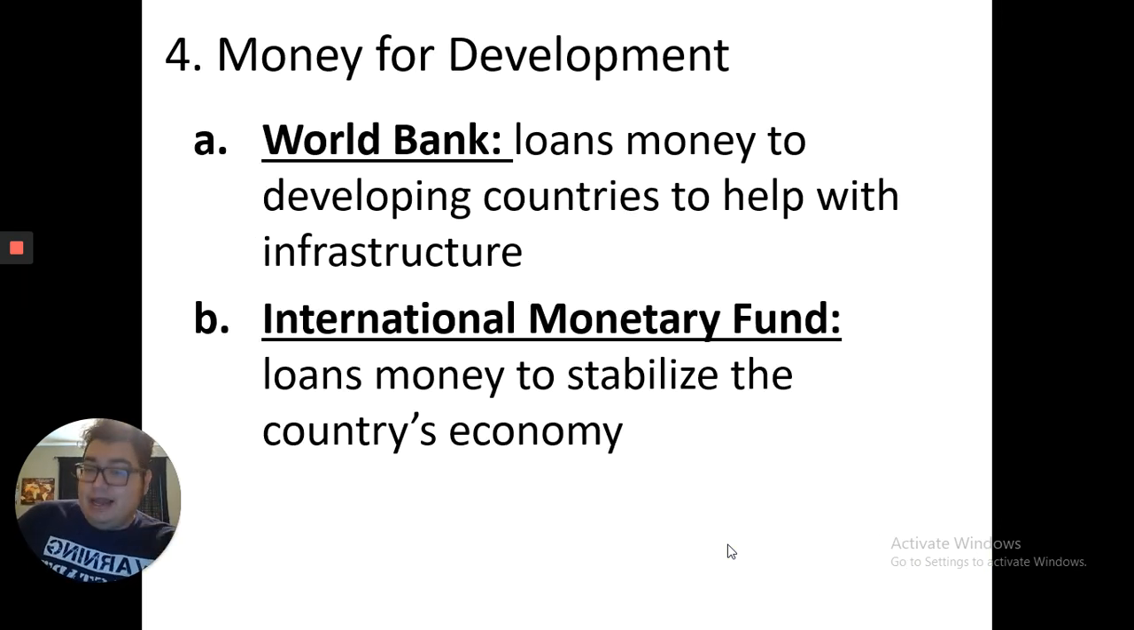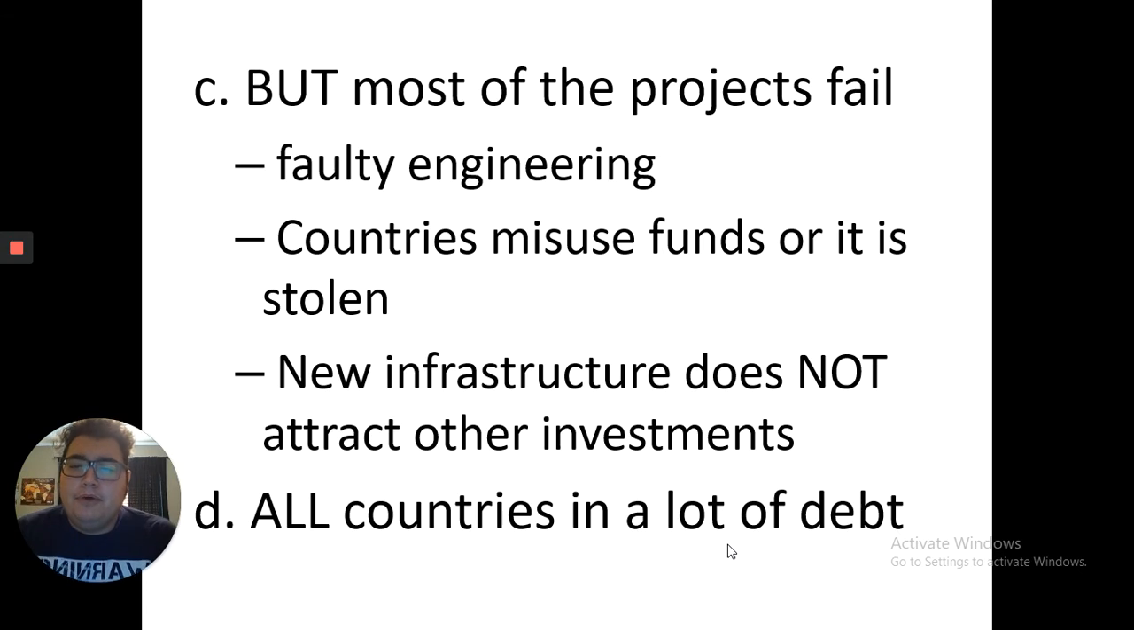And then there's money for development. Developing countries can get loans from the World Bank or from the IMF, the International Monetary Fund, to help stabilize their economies or even help develop infrastructure. We've talked about infrastructure, like having a nice paved road is better for your car than driving on a rocky dirt road. There's this, that, and the other that these two organizations can help. But most of these projects fail, sadly. Partly because of faulty engineering, and the leaders and the government misuse the funds or just flat out steal it. New infrastructure does not attract other investments, and all these countries are in a lot of debt because they still owe this back.